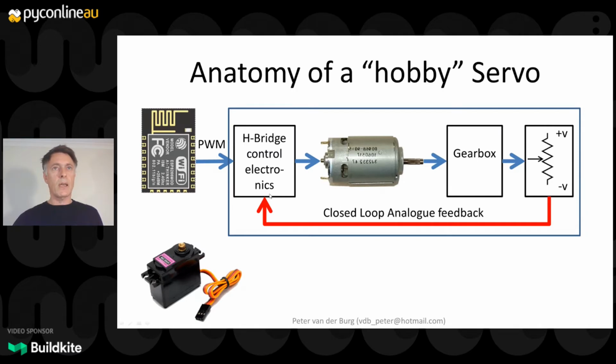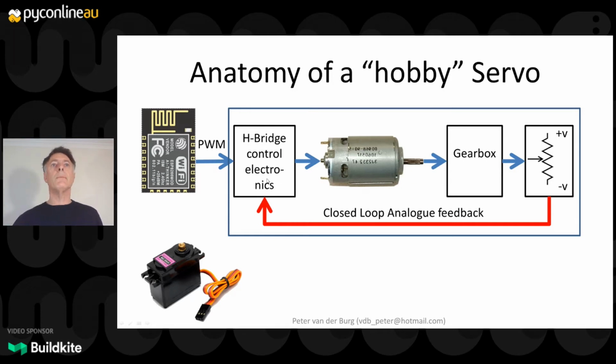So when things are equal, there's 0 volts across the motor and the motor is stationary. If we change the duty cycle here, then we get a voltage which drives the motor, which drives the gear, which drives the shaft of the potentiometer, which creates an error.